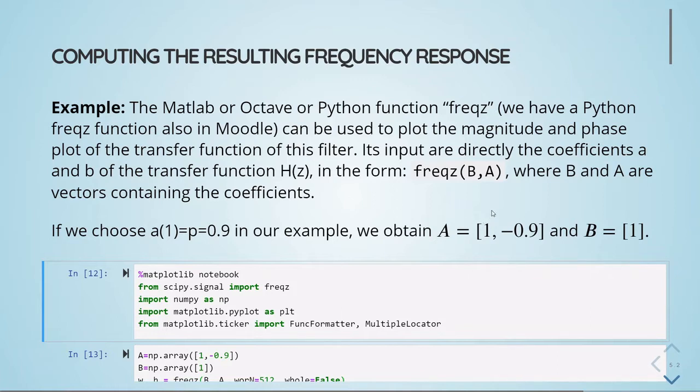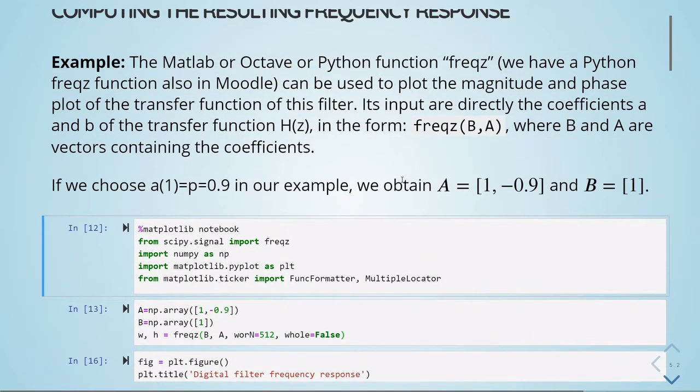So our zeros will be given by this vector b equals 1, and our poles will be here in this vector a. This is our coefficient a0 and a1, and it needs to be negative when our pole is positive. So this is the way to create our vectors to use with freqz.